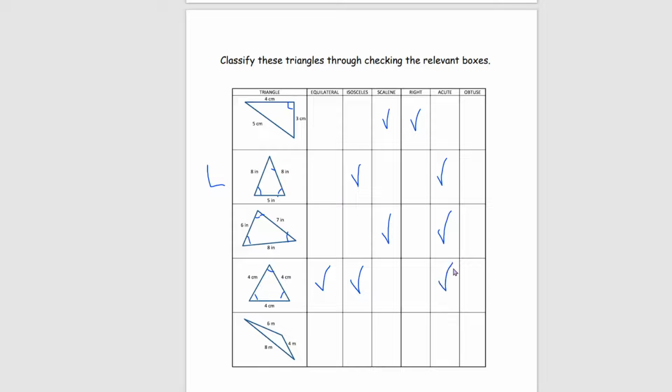And for this last one, we can see that all sides are different, so it is a scalene triangle. And there's one very big angle, which is definitely more than 90 degrees, so we know that it's an obtuse triangle.